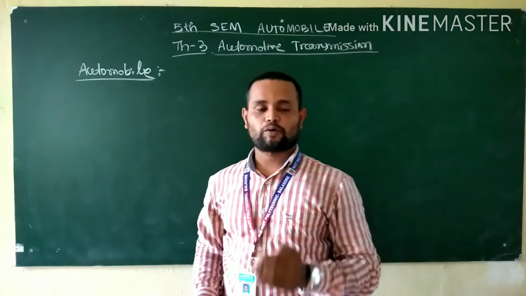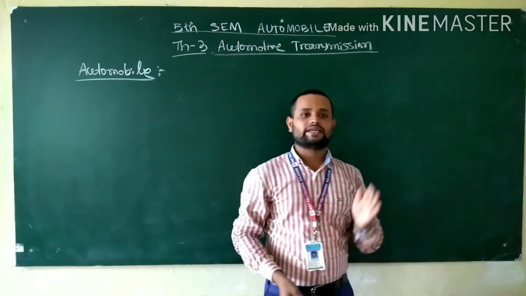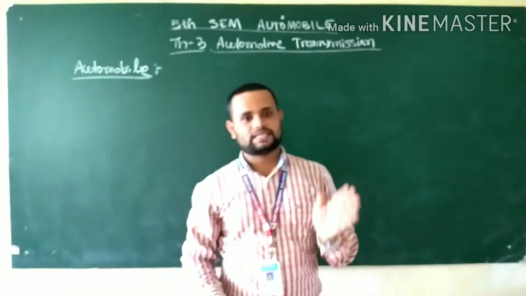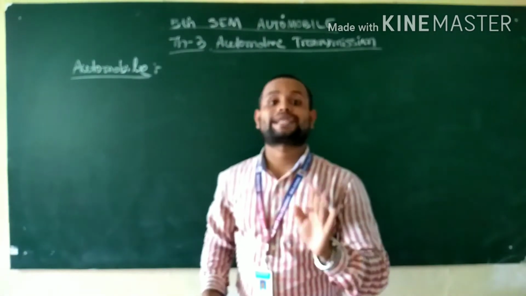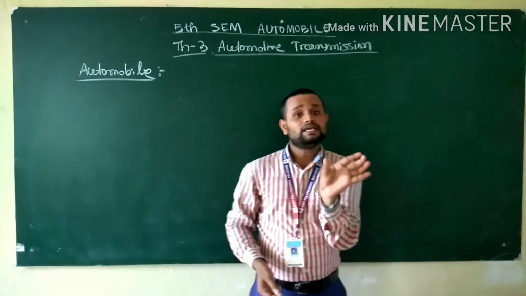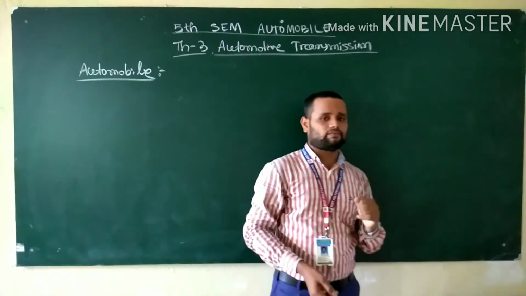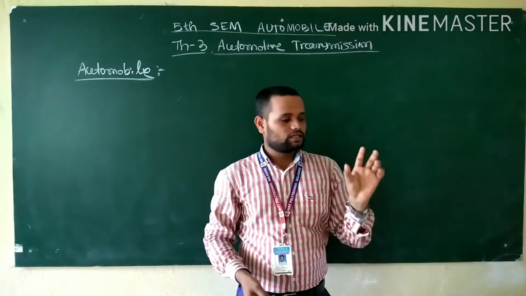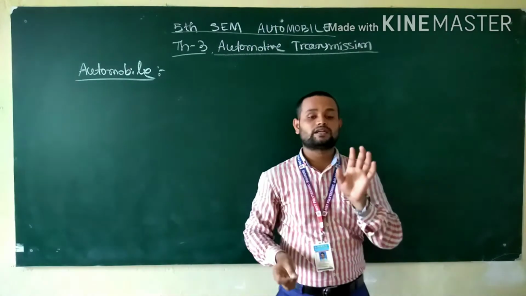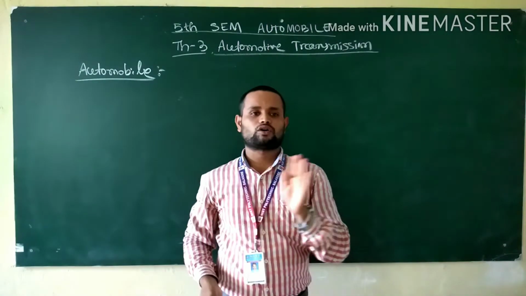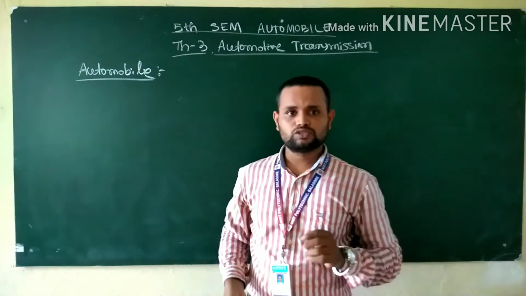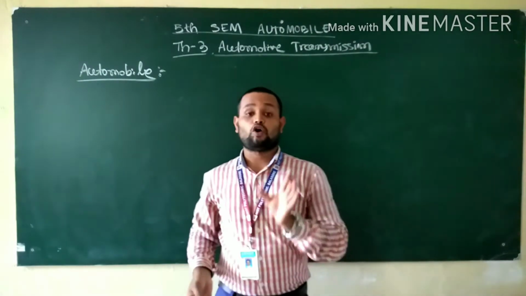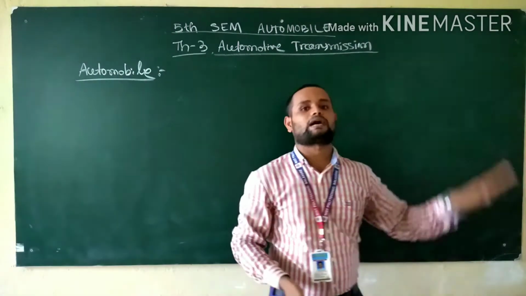Automobile is a self-propelled vehicle driven by an internal combustion engine used for transportation of passengers as well as goods on ground. That means it will be driven by an internal combustion engine. There will be an engine there, called an internal combustion engine, and it is used for transportation of passengers and goods. It only moves on the ground.